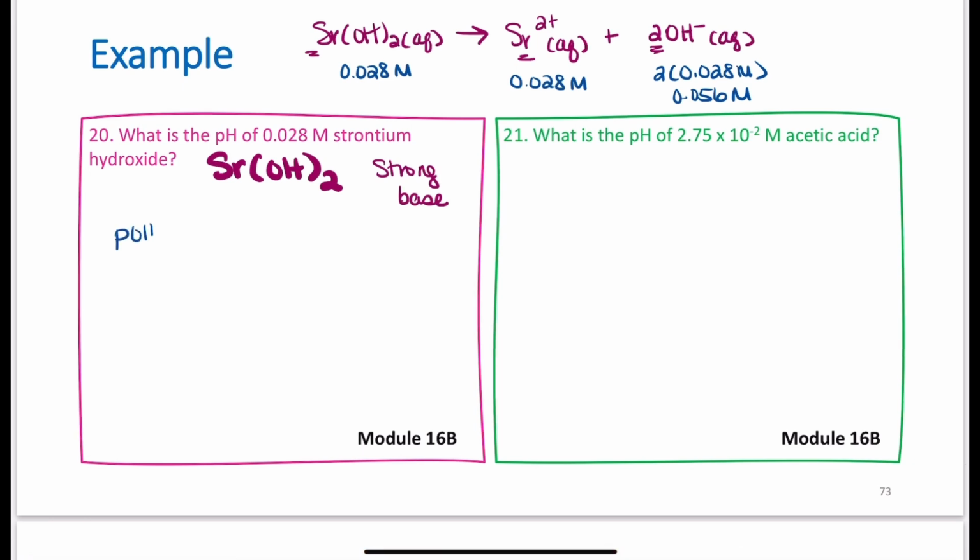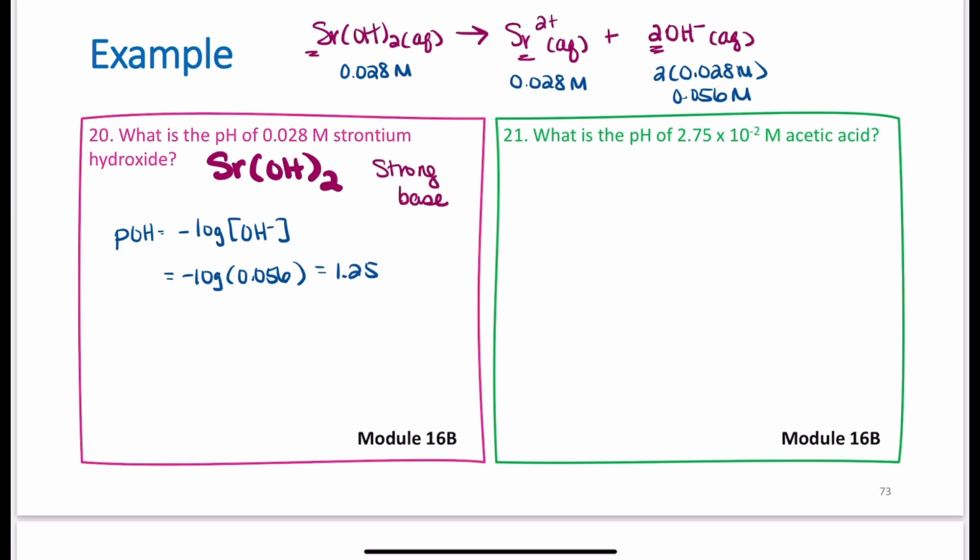So again, I'm going to go through pOH. It's easier for my brain to see. Lowercase p just means negative log of whatever follows. So this is the negative log of the hydroxide concentration. So negative log of that 0.056 molar. This gives me a value of 1.25. But I want pH. This is pOH.